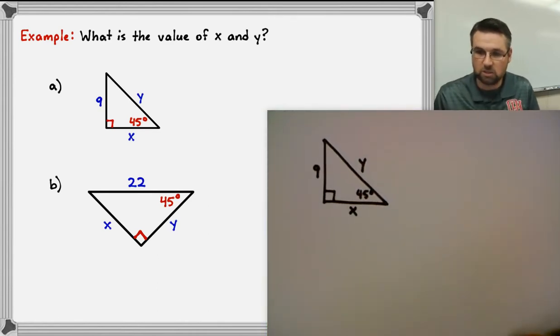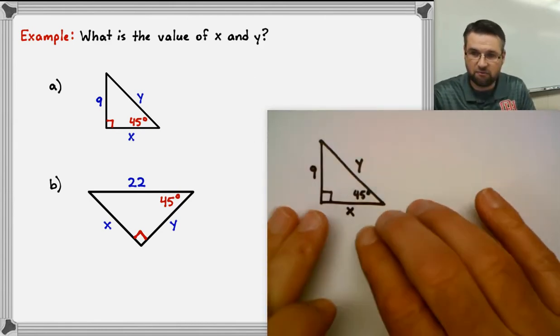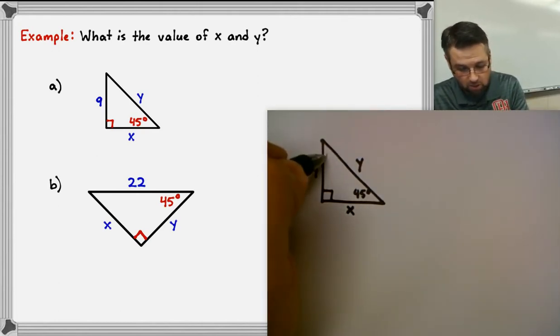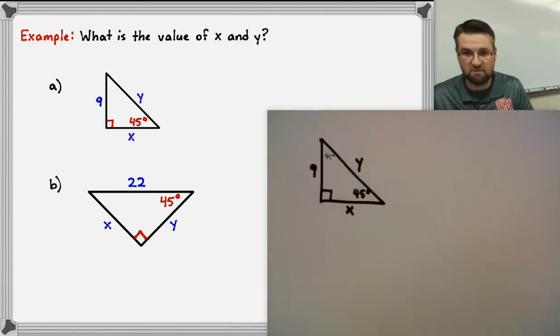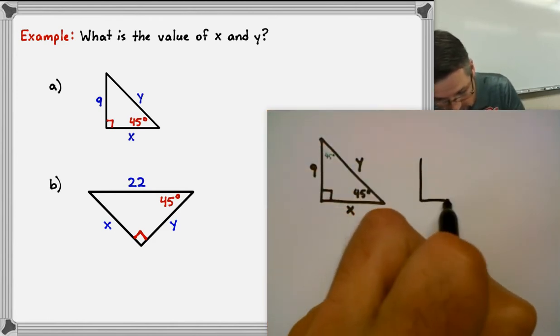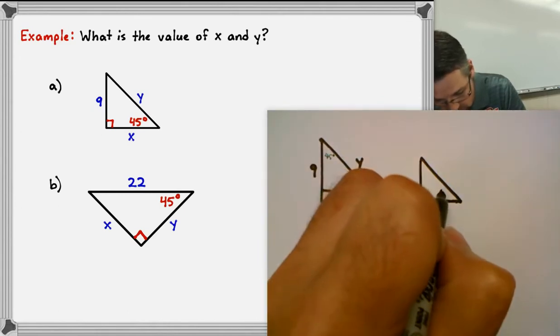All right. Now, the first thing I'm going to do is recognize that this is a 45-45-90. Why? Well, I have a 90 and a 45, and I can go through all the work again, but I know I'm going to end up with 45 there. So now I can go back to the parent triangle that I just figured out, and I'm going to draw that parent triangle right next to this one.